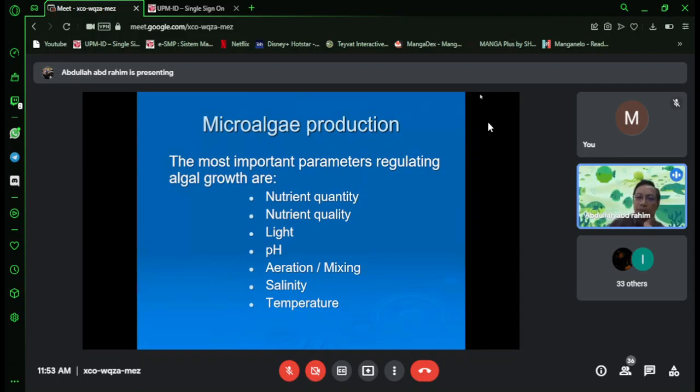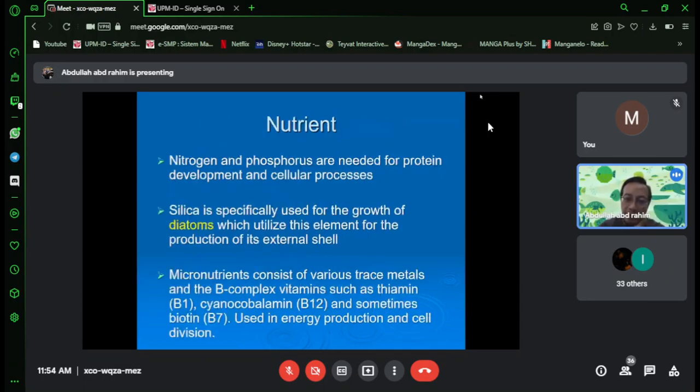All right. Now I will go through the factors first, and then later on I'll show you some pictures. This part is a bit boring, I understand. But just understand that when we grow microalgae, we need to take care of these key parameters. The quantity of the nutrient, the quality of the nutrient, so they need nutrients to grow, the light, pH, you need to have some mixing, aeration, salinity should be right, and also the temperature as well.